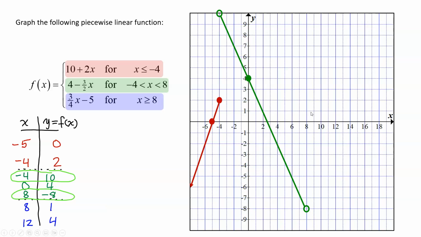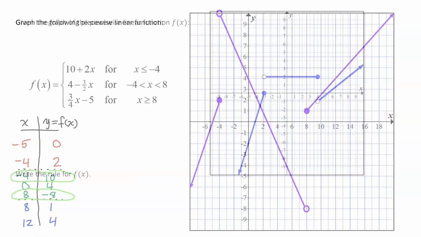And so at 8, 1, closed dot, at 12, 4, and then complete the line because it keeps going on forever. And this is what the piecewise function would look like when it's graphed.